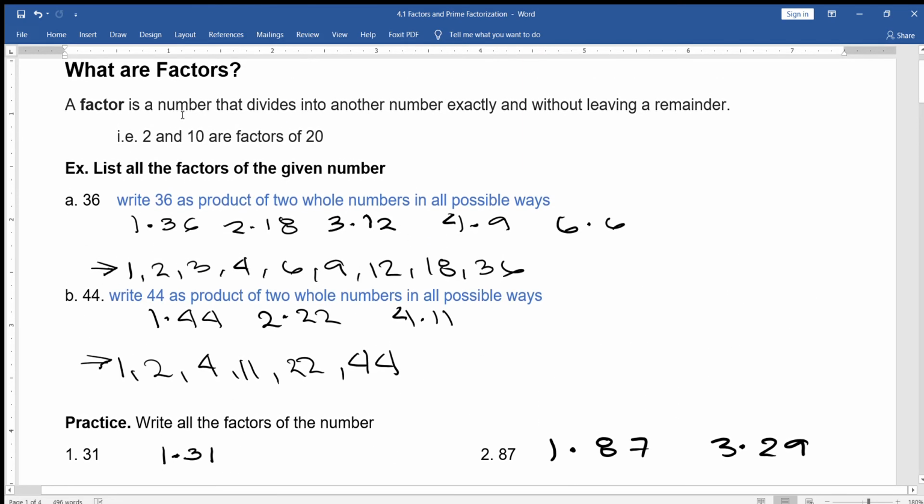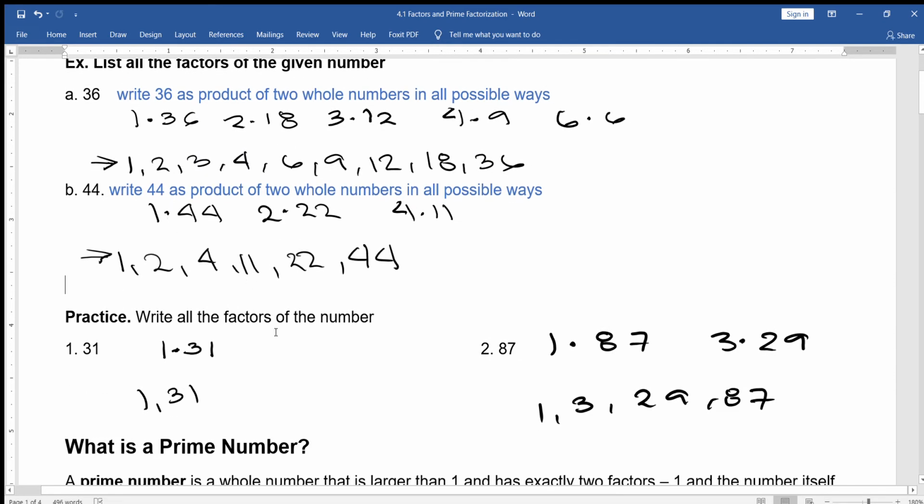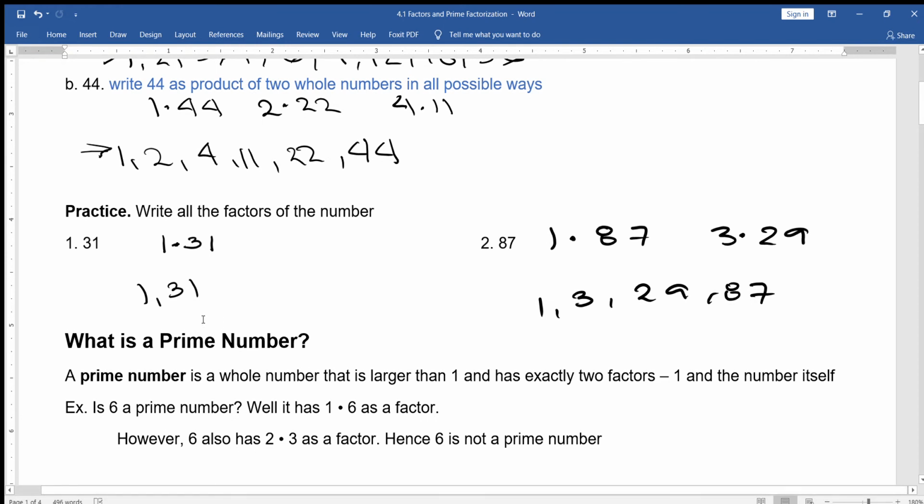So to do factors, you simply have to know your multiplication table. The multiplication table is your friend when you're finding factors. Even calculators cannot help you with this. The multiplication table is your best friend. Or if you memorize the multiplication table, then you're pretty good at this already.